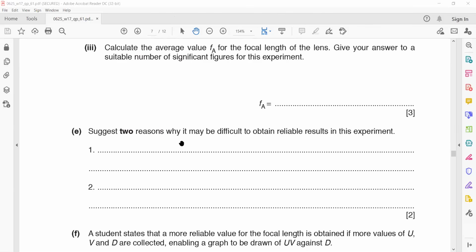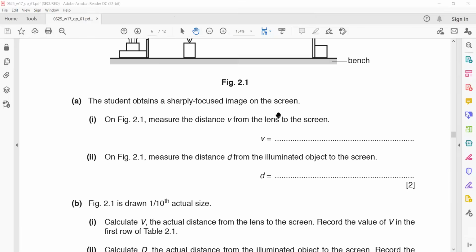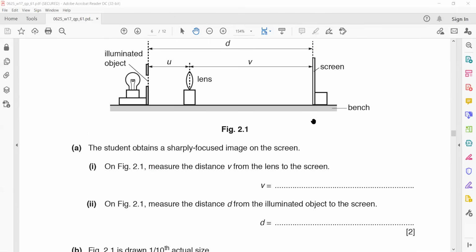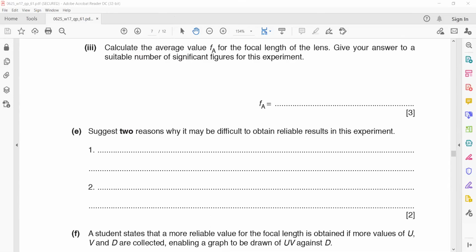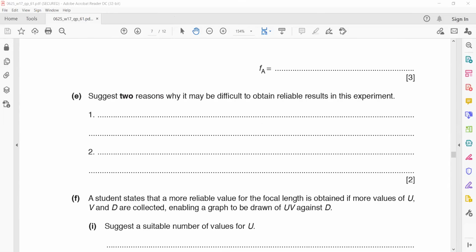Then suggest 2 reasons why it may be difficult to obtain reliable results in this experiment. In this experiment, what happened? The light is passing through a lens and we see the image on the screen. So what are the difficulties in this light experiment? Number 1, it is difficult to obtain a sharp image. The image edges may not be clear or sharp. It's not a sharp image.